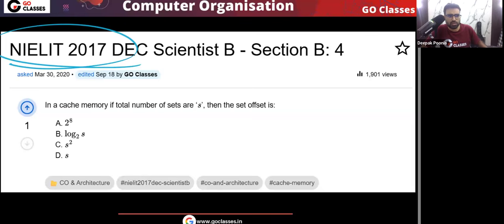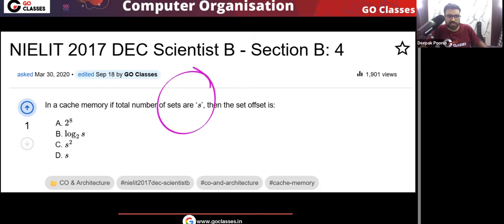Let's solve the NIELIT 2017 question. In a cache memory, if the total number of sets is s, then the set offset is, meaning how many bits do we need for the set offset. Actually they should ask what is the number of bits required for the set offset. This should be the question.